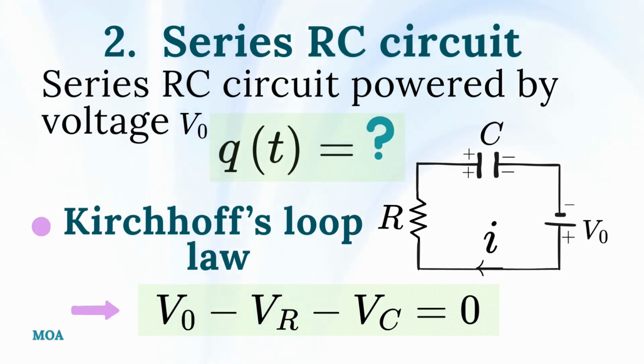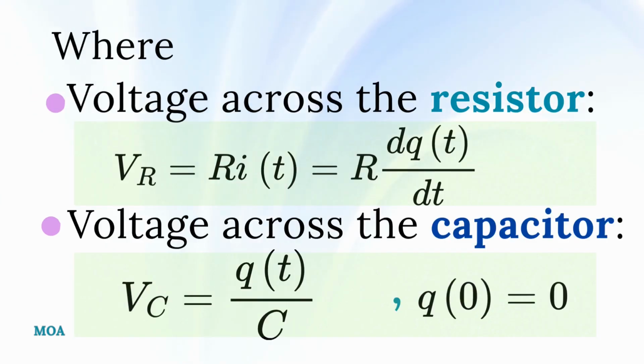Applying Kirchhoff's loop law, we write V sub 0 minus V sub R minus V sub C equals 0, where the voltage across the resistor is given by V sub R equals R times the current I, which also equals R times the derivative of Q with respect to time t. Note that the relation V sub R equals R times I is known as Ohm's law. As for the voltage across the capacitor, it is written as V sub C equals Q over C.